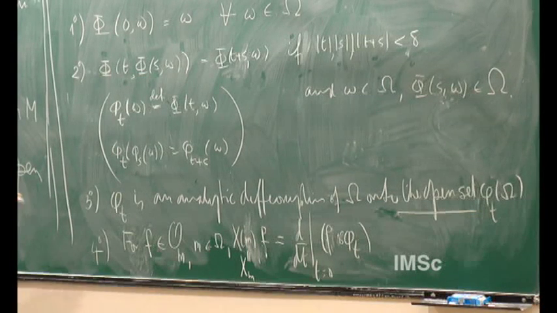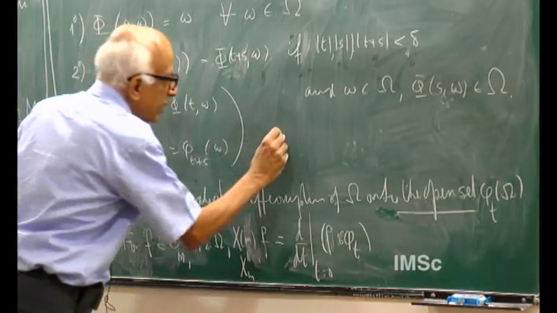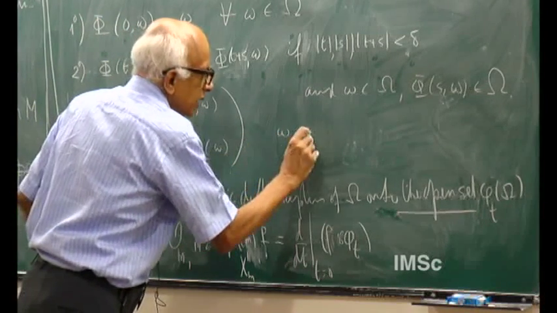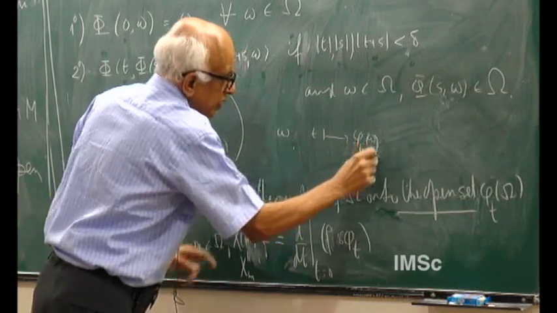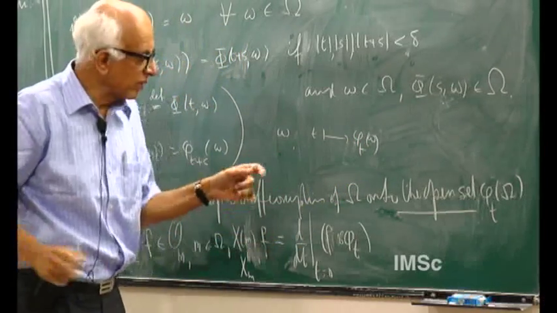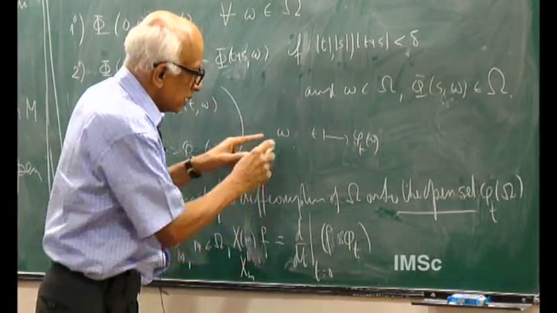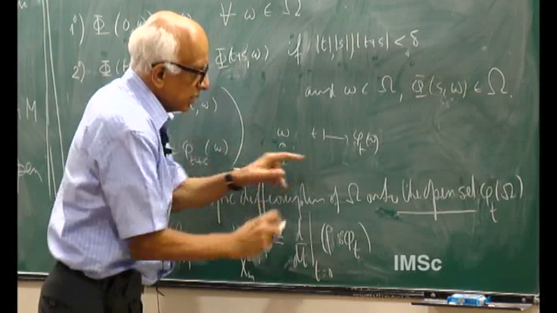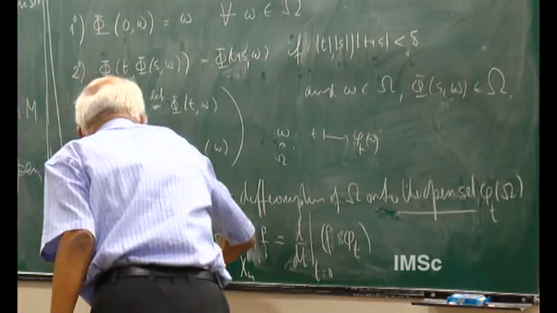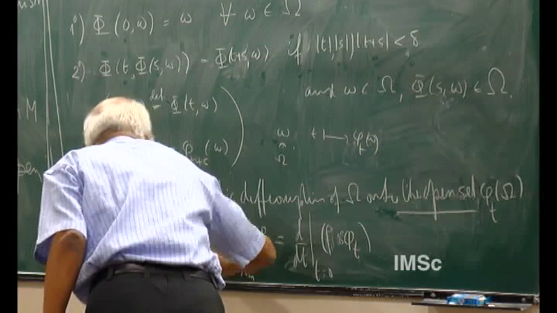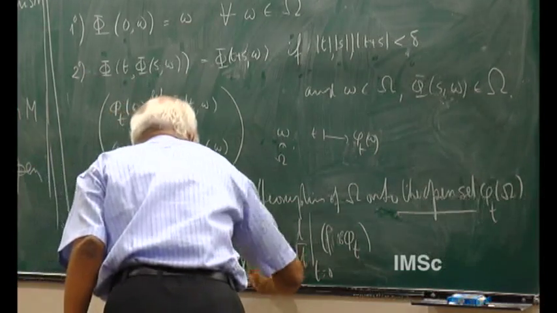So differentiating with respect to x is really differentiating along the curve. See, if you take omega and t going to phi t omega, it's a curve which passes through the given point m in omega. I was using omega earlier and suddenly switched to m, maybe I stick to m.